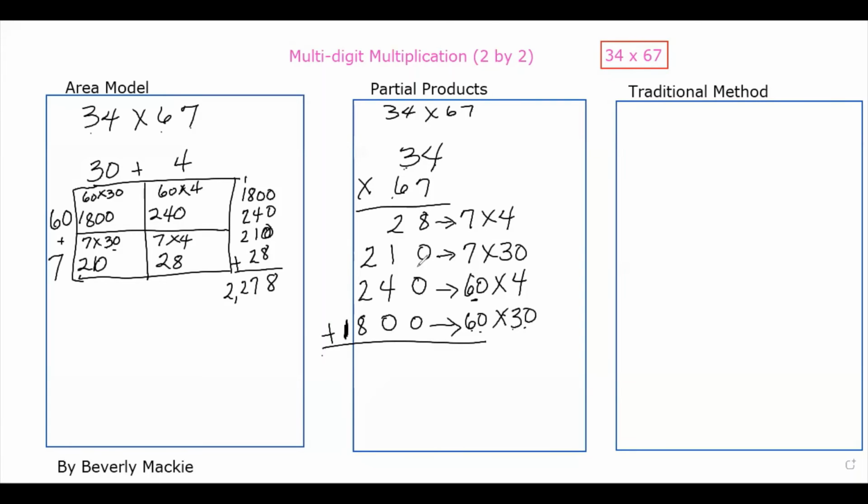Okay, and let's add 8, 0, 0, 0 is 8. 0, 4 plus 1, 5 plus 2 more is 7. 10, 8, 2 is 10 plus 2 is 12. Carry that 1 and we get 2. 2,278. Yes, area model and partial products have the same answer. We're good. And now the traditional method.